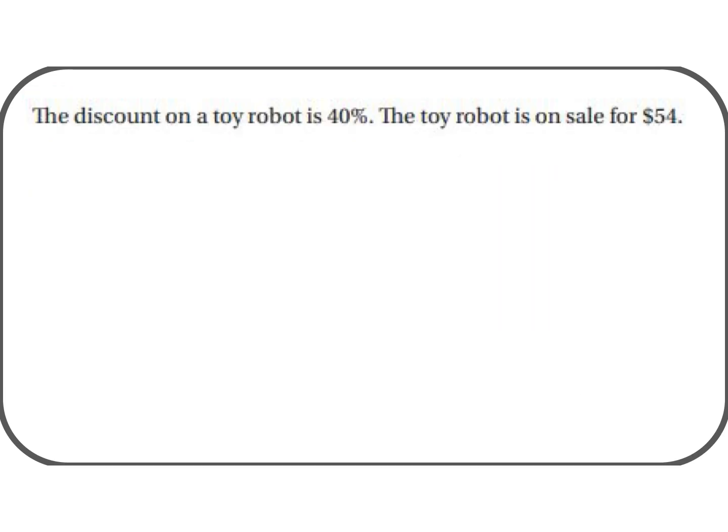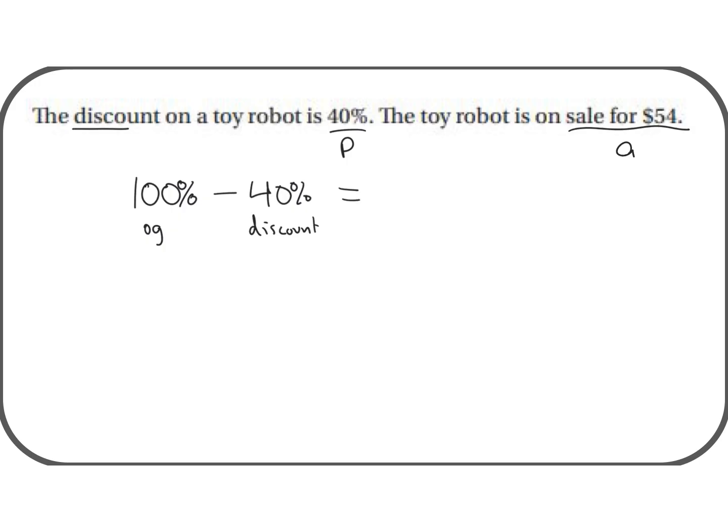Okay, another example just for you to see again. We've got a discount on a toy robot. It's 40%. The toy robot is on sale for $54. This is my sale price. That's A. I'm missing W. Again, I've got to think about it. 100% would be my original price. My discount is 40%, meaning the store is taking away 40% of the cost. How much then am I actually paying? Just like in the last example, I'm paying 60%.